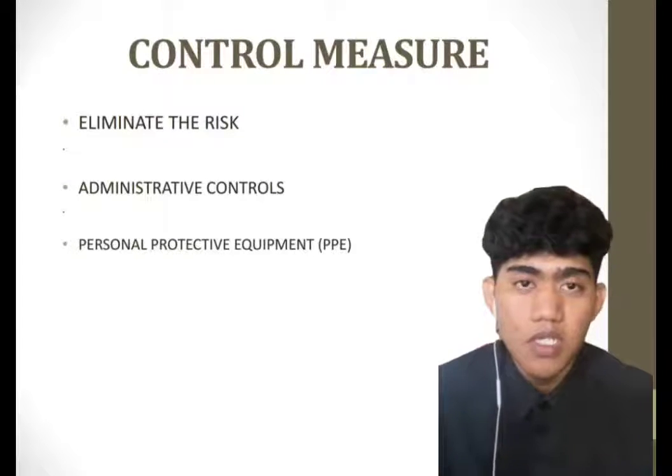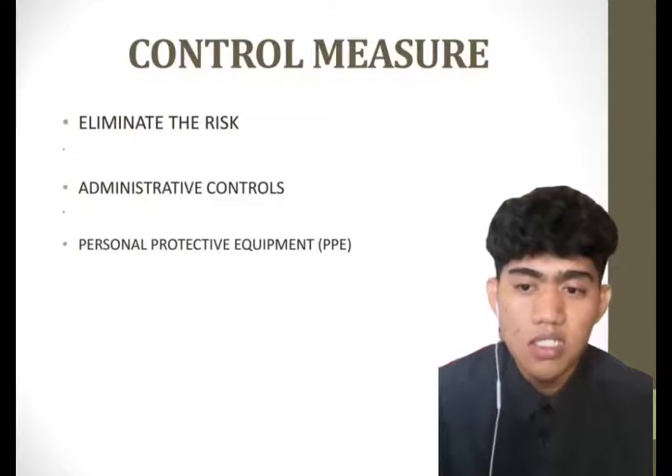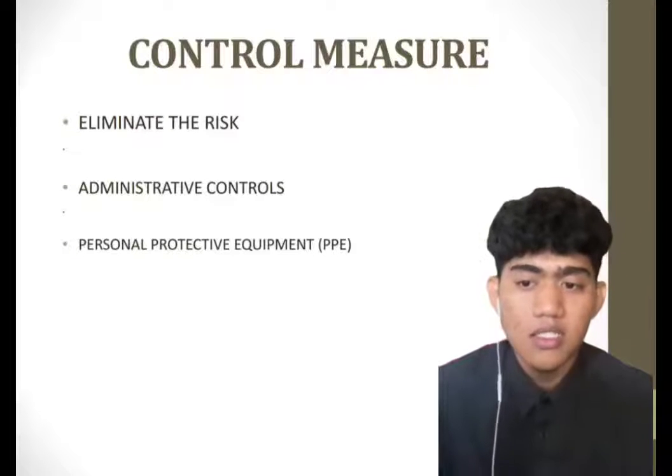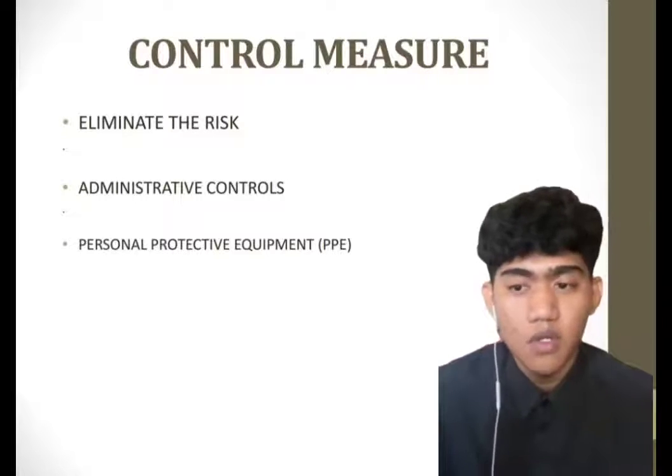PPE refers to anything employees use or wear to minimize risk to their health and safety. For example, employees need to wear eye protection such as glasses, and secondly, head protection. Hard hats should be worn to protect from falling objects. Thirdly is hand protection such as safety gloves.